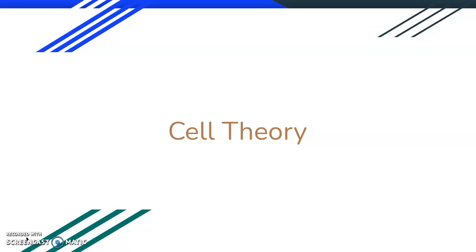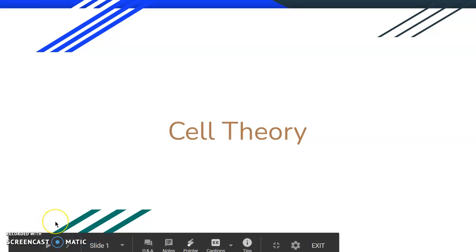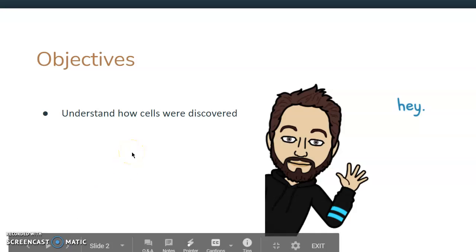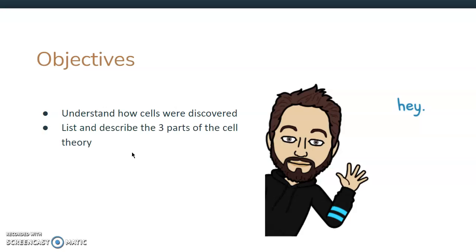Today we're going to be talking about cell theory and just some of the basics behind how cells were discovered and what we know about them today. So, first and foremost, some of our objectives are to understand how cells were discovered and then list and describe the three parts of our cell theory.